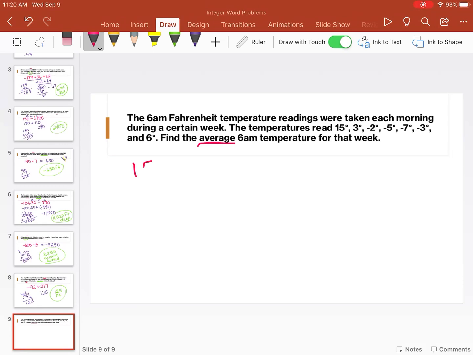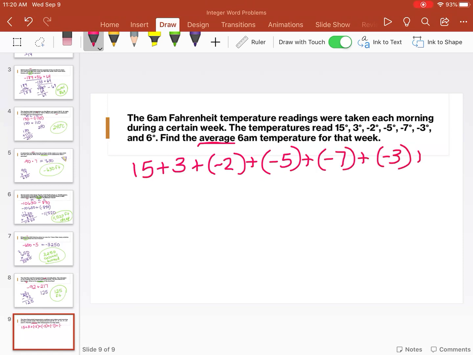So we're going to write this as 15 plus 3 plus -2 plus -5 plus -7 plus -3 plus 6. All of that divided by, so I'm going to write it like a fraction, divided by how many there were, which we can count, 1, 2, 3, 4, 5, 6, 7. So divided by 7. I'm going to walk you through how I would solve this one, just to make life a little bit easier. I didn't even need those parentheses, did I?